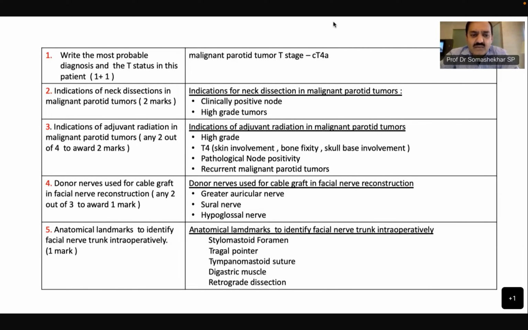Now the most common cable nerve grafts you use are greater auricular nerve, sural nerve, and hypoglossal nerve. Please remember this. What are the anatomical landmarks to identify the facial nerve trunk? Stylomastoid foramen, tragal pointer, tympanomastoid suture, posterior belly of digastric. The superior border of the posterior belly of digastric, just before it inserts into the digastric groove of the mastoid, is the most common. You open the sling: digastric has anterior and posterior belly, the sling is on the hyoid. Omohyoid has superior and inferior belly, the sling is on the IJV at the junction of level 3 and level 4.